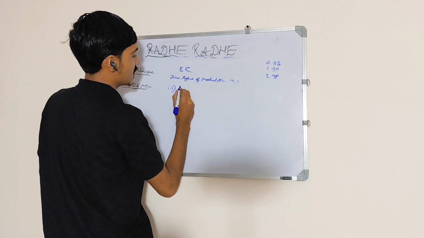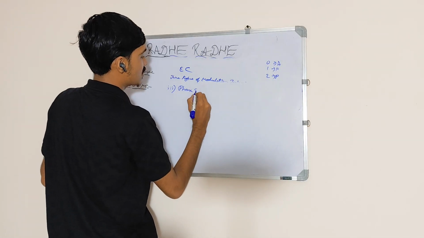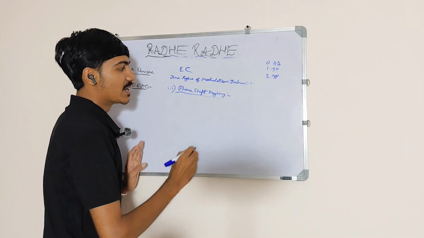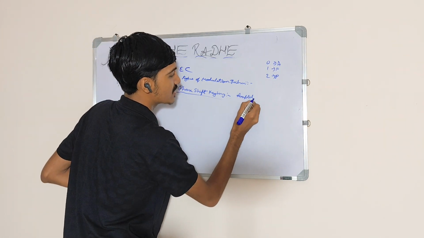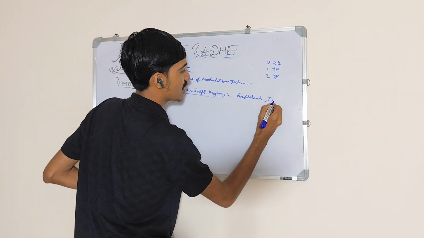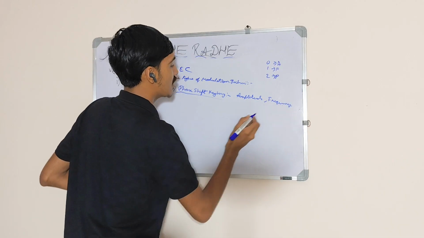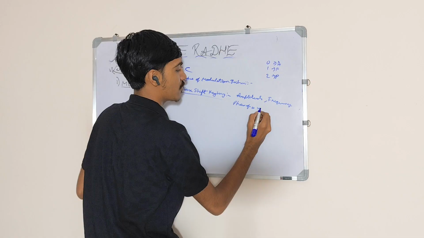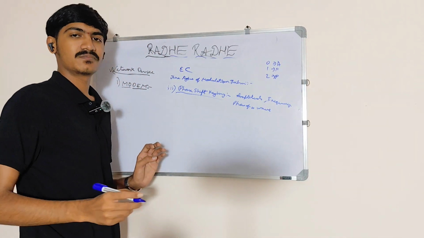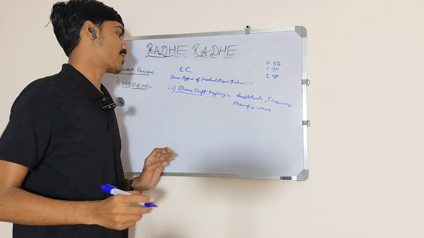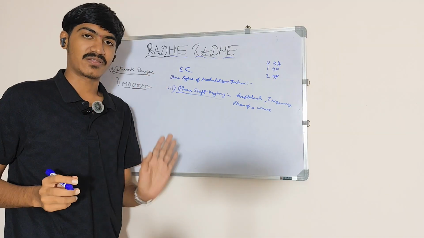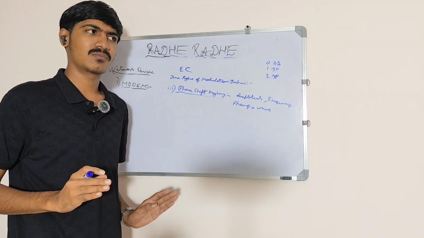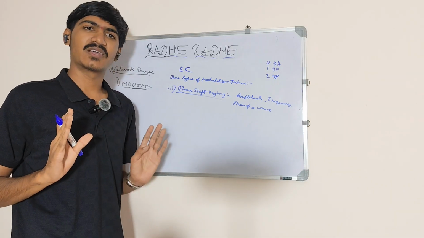What is the third one? Phase shift keying. Keeping the amplitude and frequency constant, shifting the phase of a wave is nothing but phase shift keying. What is the phase? The starting point of a wave is known as phase.